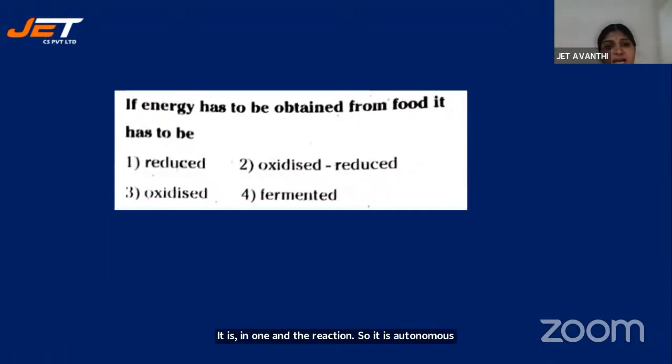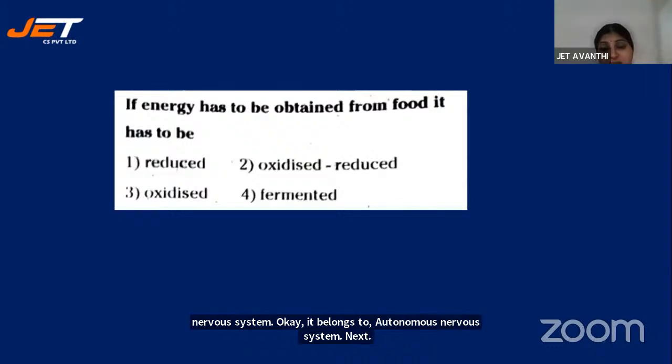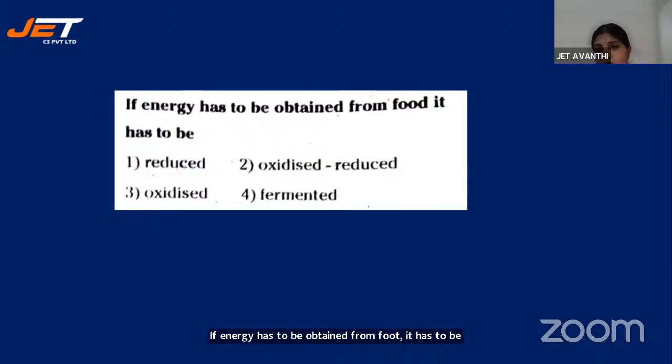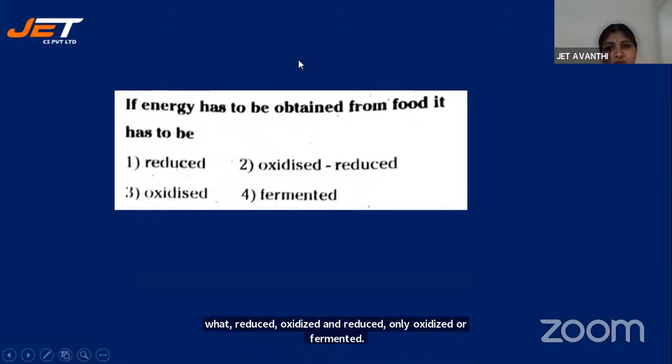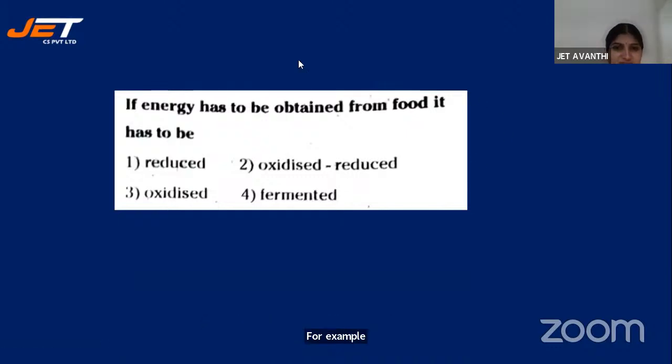Next, if energy has to be obtained from food, it has to be what? It's an introduction given in the coordination chapter, children. Options: reduced, oxidized and reduced, only oxidized, or fermented. What's the answer? Yes, Vishwanath, Vijay, Sai Vardhan. Yes, Shivani. Very good. Nice, children.